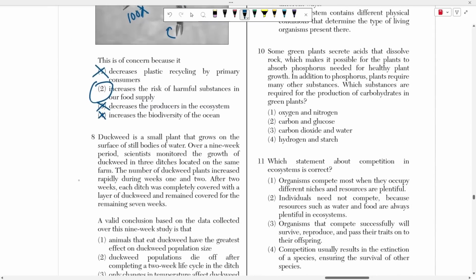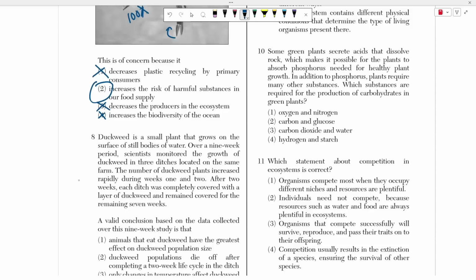Number 8 says that duckweed is a small plant that grows on the surface of still bodies of water. Over a 9-week period, scientists monitored the growth of duckweed in 3 ditches located on the same farm. The number of duckweed plants increased rapidly during weeks 1 and 2. After 2 weeks, each ditch was completely covered with a layer of duckweed and remained covered for several weeks.